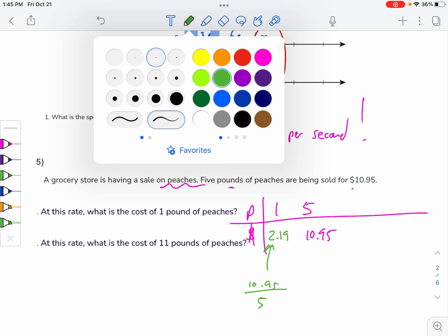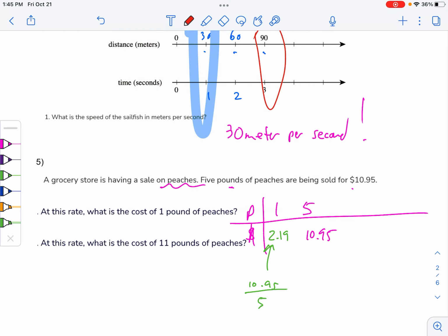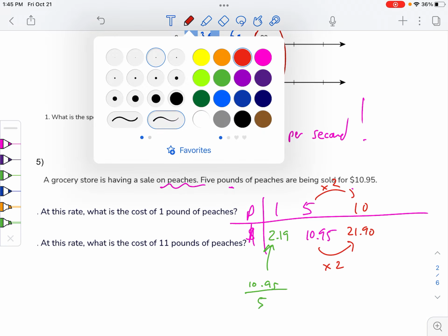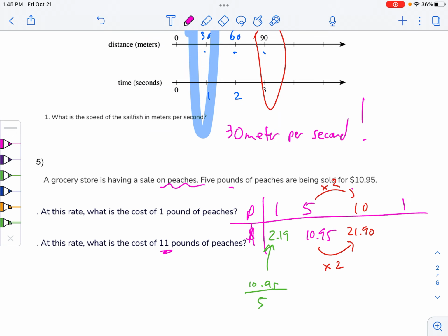Let's continue. So let's see what we got going on here. So 5, and then if I want to go to 10, I can double this. So 10.95 doubled is $21.90. Why did I do that? Because really the question is asking for 11. So that means I can use this 10 and this 1 and I can add them together. That's one way to do it. So 21.90 plus 2.19 is 24.09.